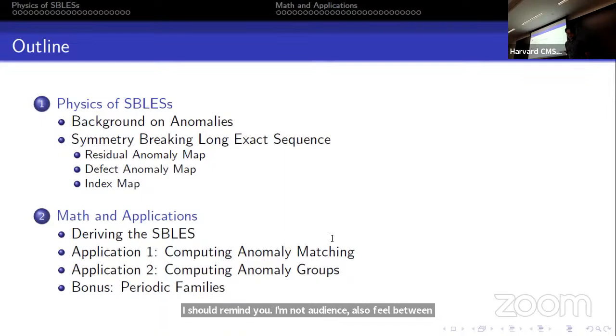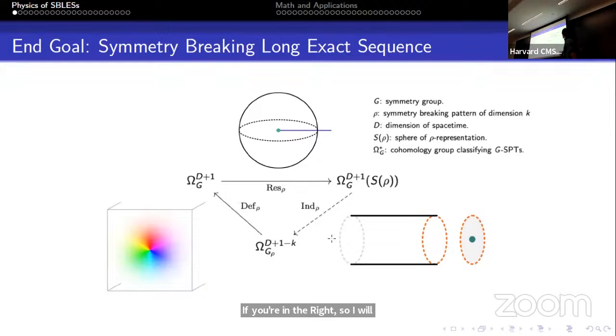Right, so for my part, this is the end goal. Basically, we have a long exact sequence. I'll introduce what that means later. And there is some fancy graphics on the side, but my entire section is just going to be about introducing this.